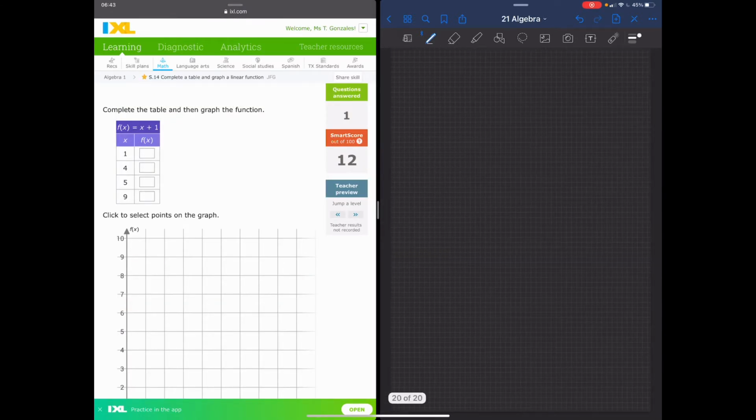Right, next problem. F of x equals x plus 1. This is a longer table. It's a little bit more math. Remember, the f of x is the same thing as y. So x equals 1. So x plus 1 equals 1 plus 1 equals 2.